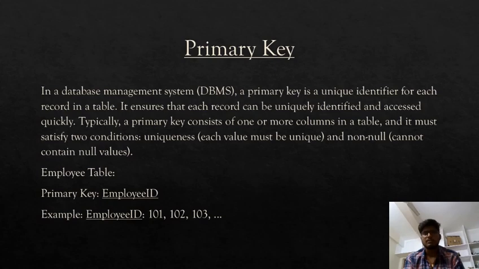The primary key is represented by underlining the attribute of that entity. Typically, a primary key consists of one or more columns in the table, and it must satisfy two conditions if it has to be a primary key. Uniqueness, that means each value should be unique, and the key should not be null. That is the not null condition, right?